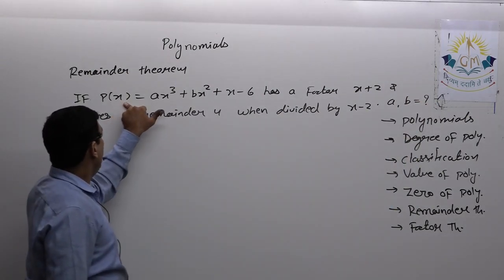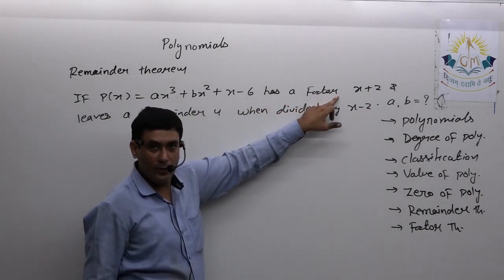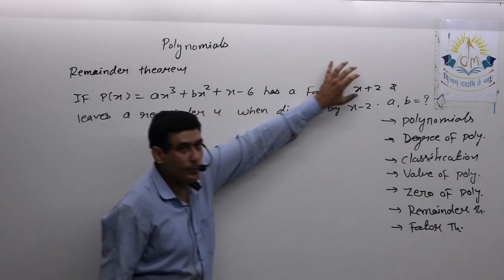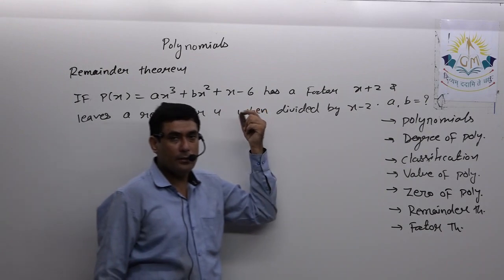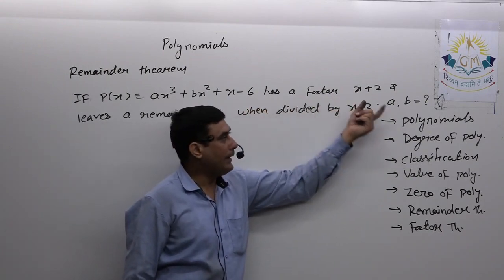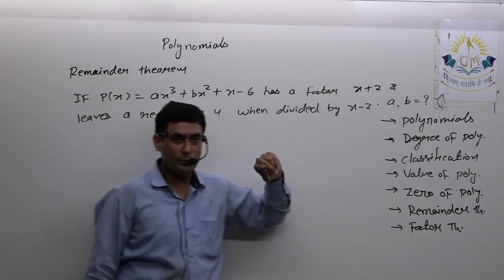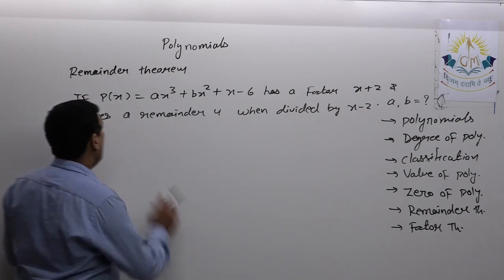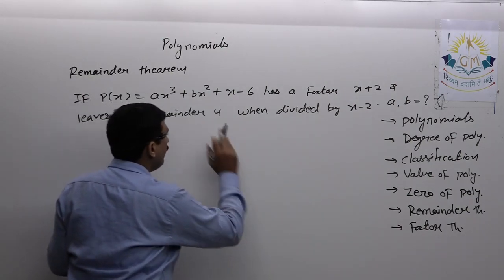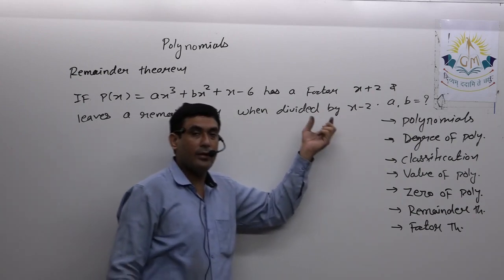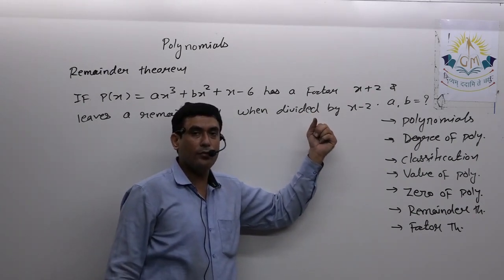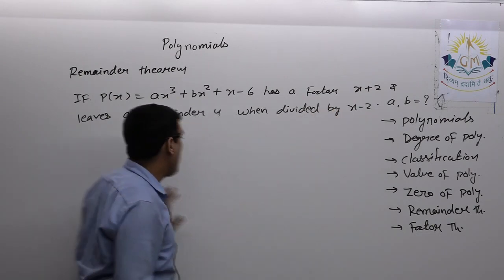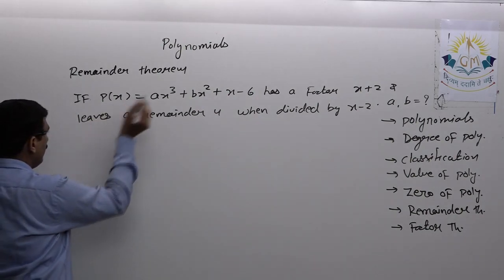First, it is given when p(x) has x plus 2 as a factor. X plus 2 is a factor of this. So in other words, I can say as x plus 2 is a factor of this, that means on dividing p(x) by x plus 2, remainder will be 0. Okay, that means p of minus 2 will be 0. Further, it is given it leaves a remainder 4 when divided by x minus 2. That means p(x) divided by x minus 2, then remainder is 4. That means p of plus 2 is equal to 4. So let us see its solution.